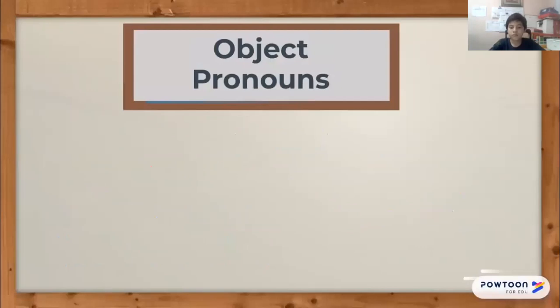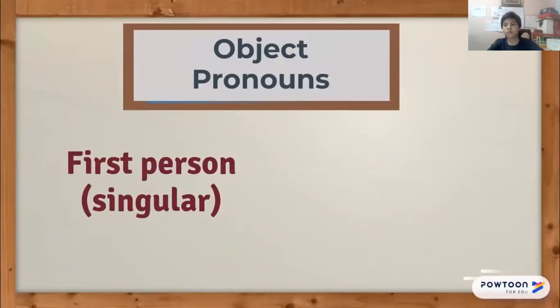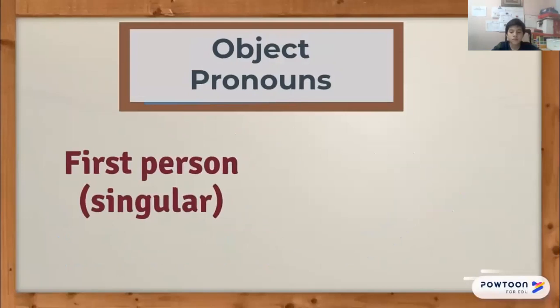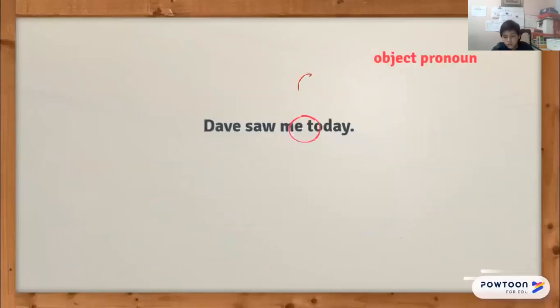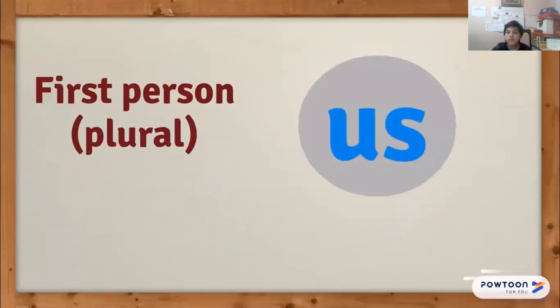the object pronouns in the English language. For the first person singular, the object pronoun is me. For example, Dave saw me today. For the first person in the plural form, the object pronoun is us.